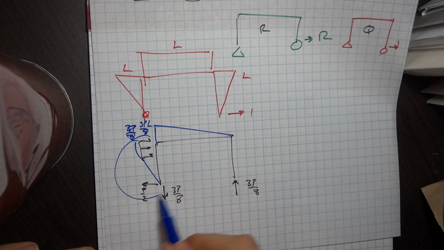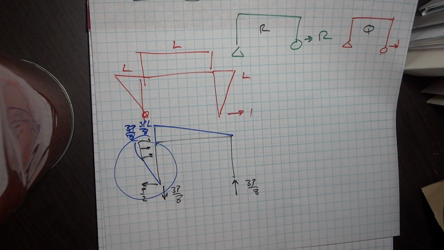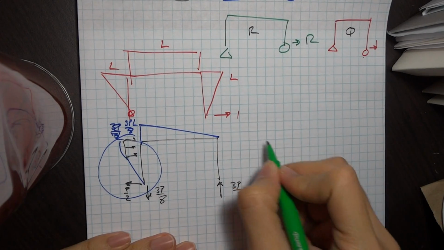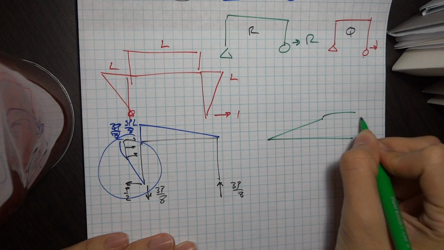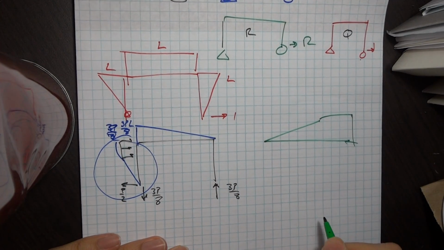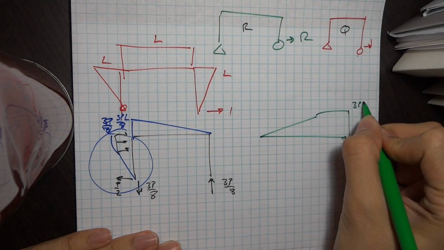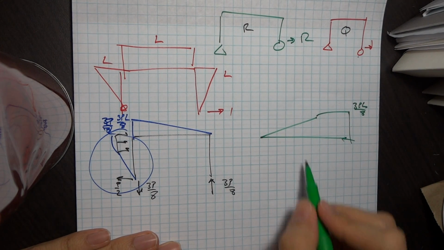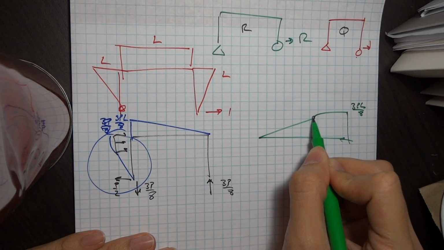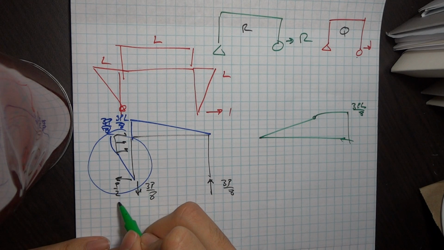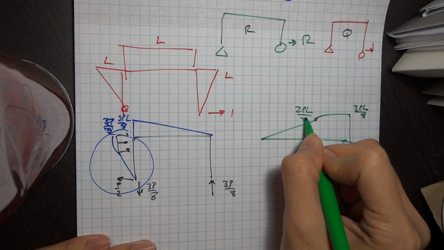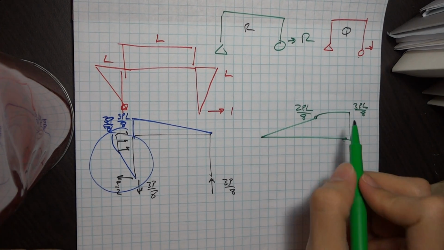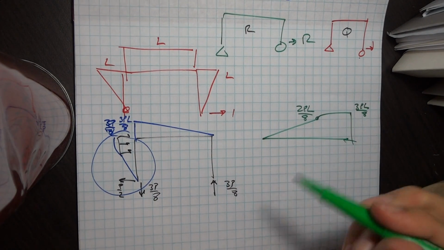Now let's look at that portion. That portion, if I draw this out horizontally, is equal to something like this. I already said that this value out here was 3PL on 8. The height here is P on 2 times L on 2. So this is 2PL on 8. It's PL on 4, but I want to have everything in the same base so it's easier to work with.